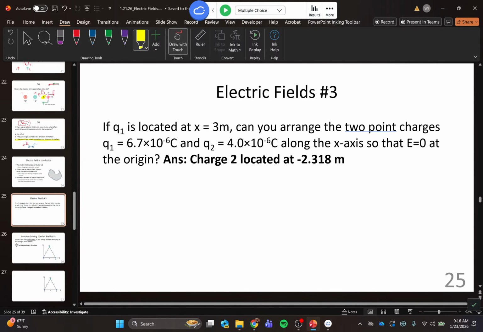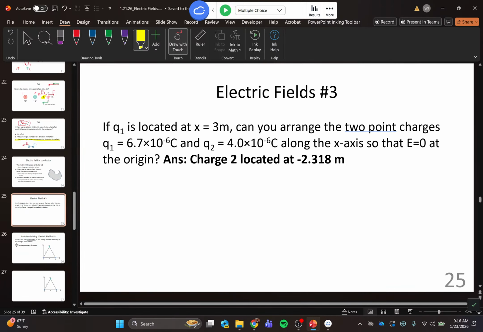All right. Again, this is going to be as pretty as I can make it. If Q1 is located at x equals 3, can you arrange 2-point charges, Q1, 6.7 times 10 to the 6, and Q2, 4 times 10 to the 6, along the x-axis so that the electric field is 0 at the origin? And there's the answer. It doesn't give away anything.